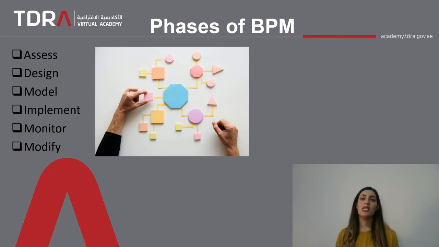Now let's talk about phases of business process management. Business process management has six main phases. Number one, assess. Number two, design. Number three, model. Number four, implement. Number five, monitor. And number six, modify. So these are the six main phases of business process management.